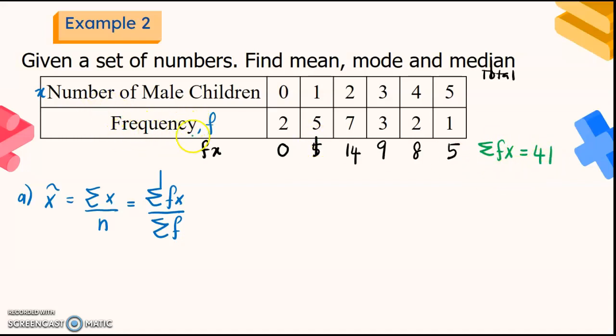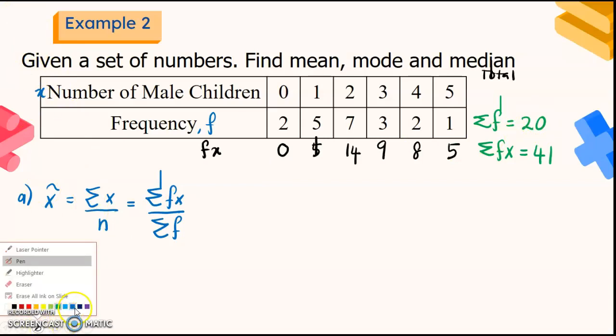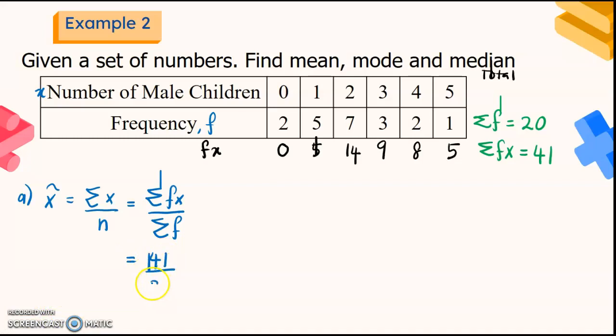Summation of f will be from the second row. Summation of f equals, we sum up all the values here, 20. And then substitute into the formula: 41 divided by 20. So our mean is 2.05.